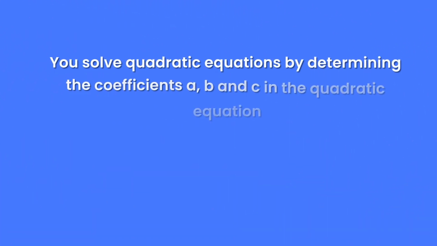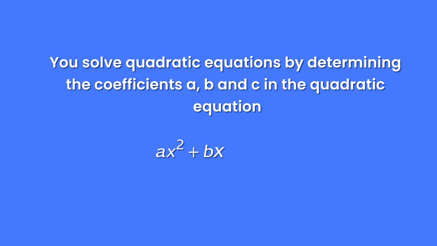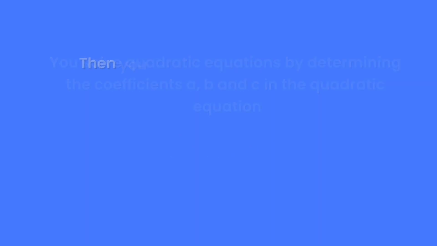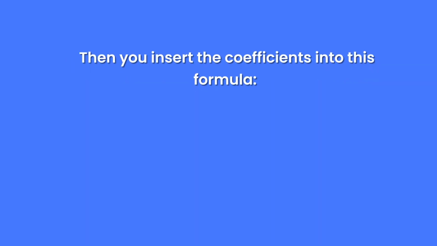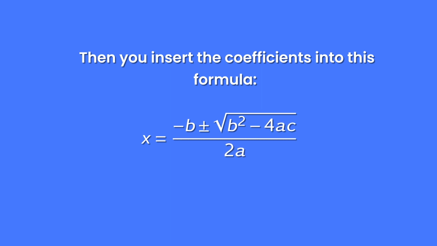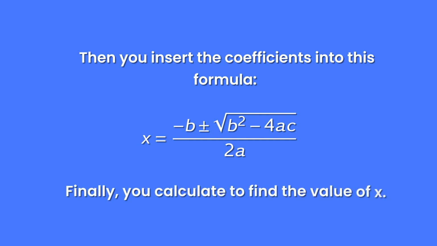You solve quadratic equations by determining the coefficients a, b, and c in the quadratic equation. Then you insert the coefficients into this formula. x equals minus b plus or minus the square root of b squared minus 4ac, all of that over 2a. Finally, you calculate to find the value of x.